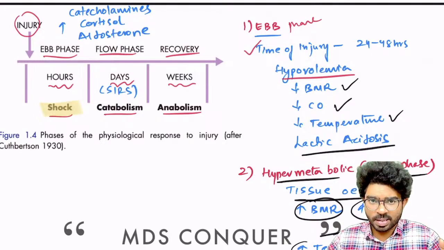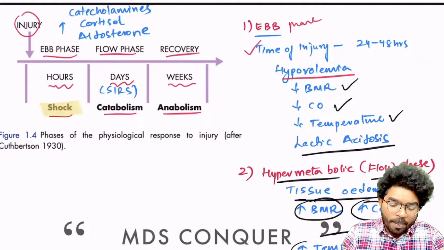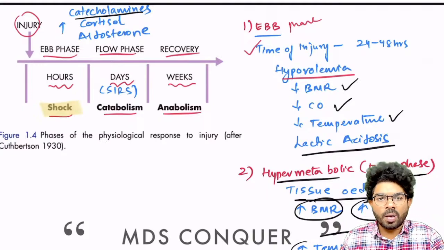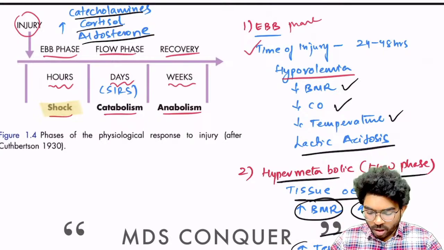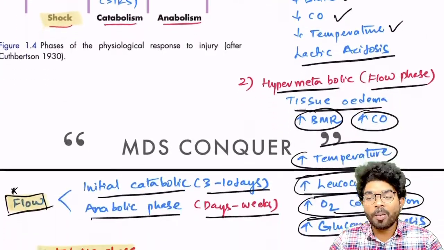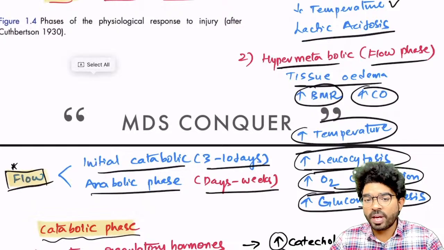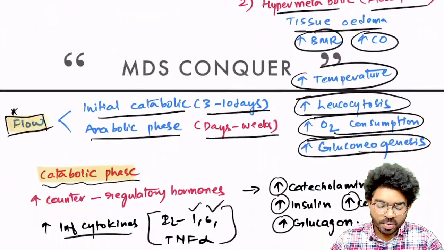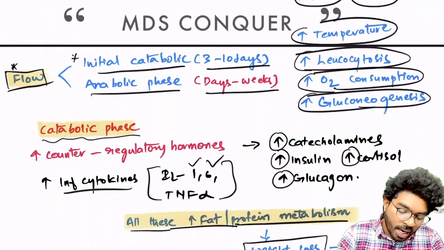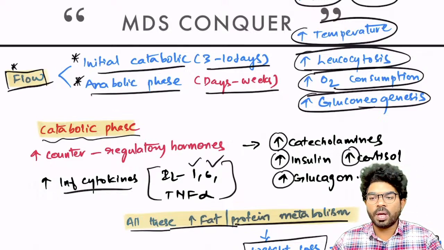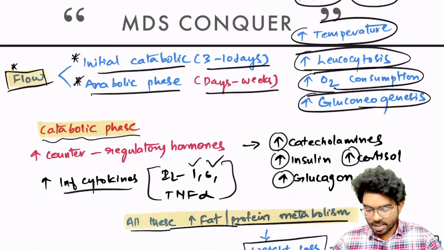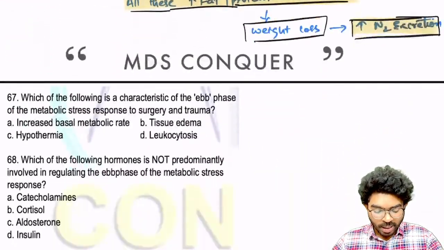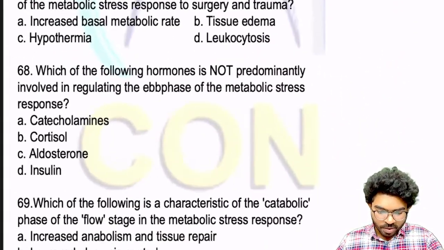Temperature is going to decrease, hypothermia. Apart from that, there is a critical increase in the catecholamines; cortisol and aldosterone can also be seen. Followed by this, you have a hypermetabolic phase, which is the flow phase, which is basically divided into initial catabolism and final anabolism. I hope you are clear with these phases, which are very, very important from the examination point of view.